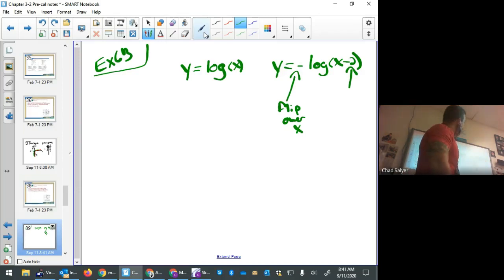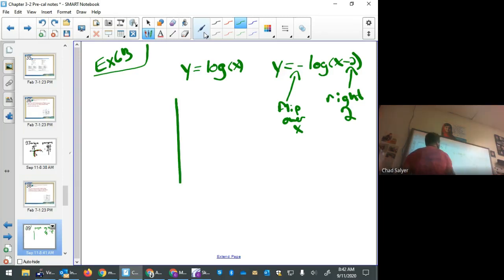Well, remember when we have something added or subtracted to the input for a function, that's going to shift us right or left. And it goes to the opposite of the way you'd expect. To the right, how many units? Good.